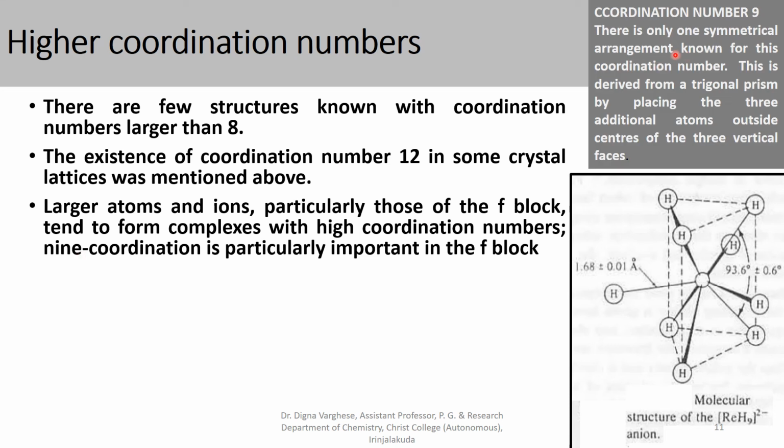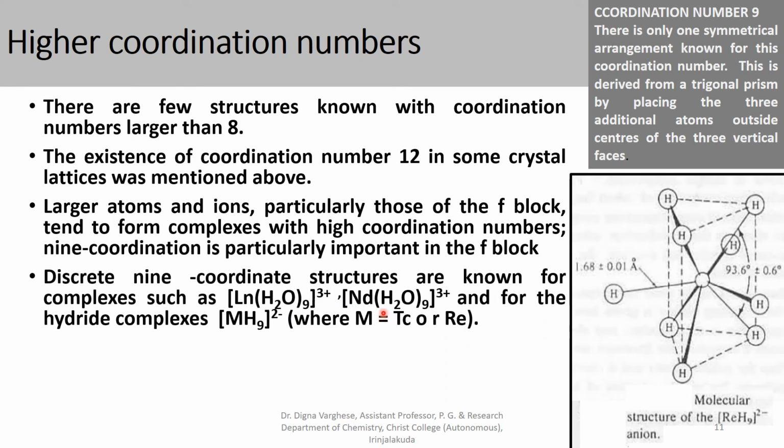Coordination number 9, there is only one symmetrical arrangement known for this coordination number. This is derived from a trigonal prism by placing the 3 additional atoms outside the centers of the 3 vertical faces. Discrete 9 coordinate structures are known for complexes such as La(H2O)9 3+, Nd(H2O)9 3+, and for the hydride complexes MH9 2-, where M is technetium or rhenium. Here you can see the molecular structure of the rhenium hydride complex, that is ReH9 2-.